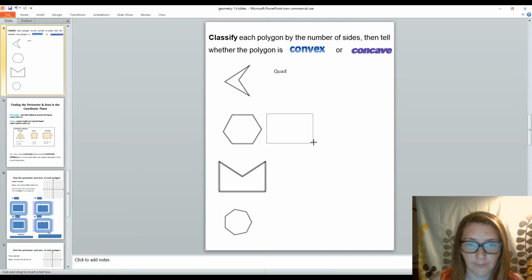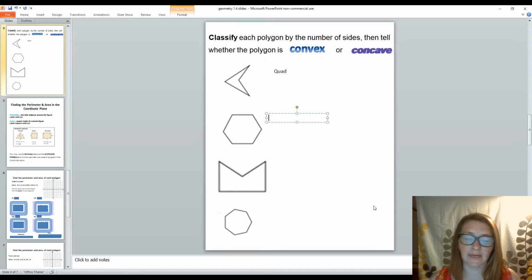All right, our next example. Count our sides: 1, 2, 3, 4, 5, 6. A 6-sided polygon. We call that a hexagon.